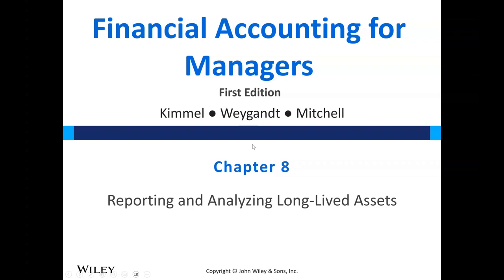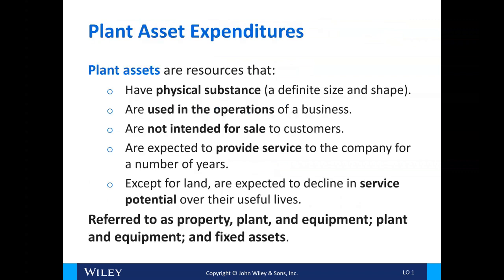All right, we're moving on to Chapter 8, and Chapter 8 is about long-lived assets. Plant assets, property, plant, and equipment. They have physical substance: a building, a desk, a car, a computer. They're used in the operations of a business. They're not intended for sale to customers. They're expected to provide service to the company for a number of years. Except for land, they are expected to decline in service potential over their useful lives. So again, we have to recognize that decline in value by depreciation.